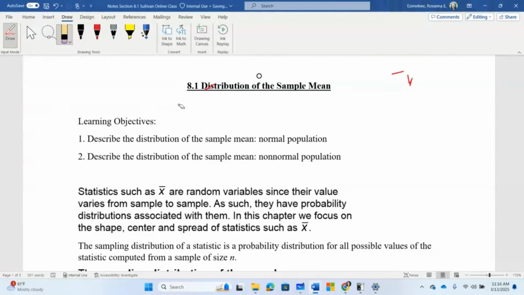There are going to be questions on central limit theorem that you are expected to know. You are expected to differentiate central limit theorem from normal distribution.